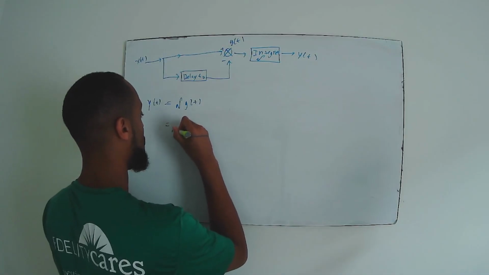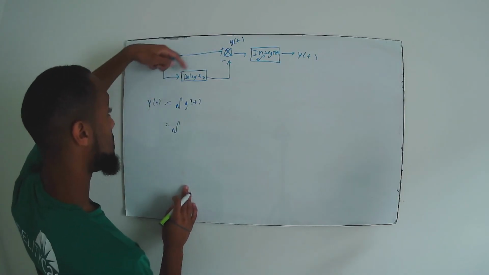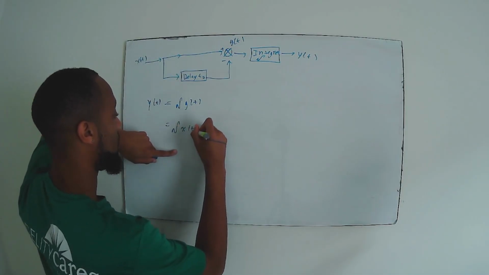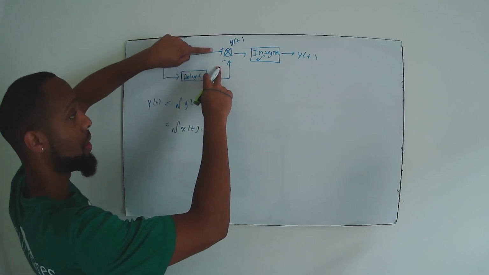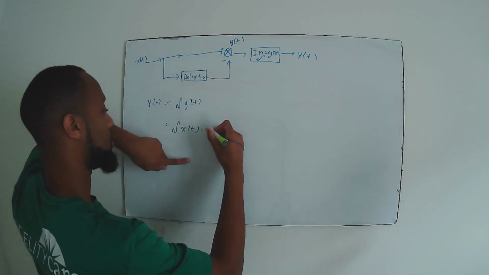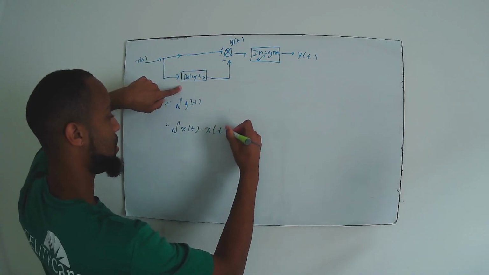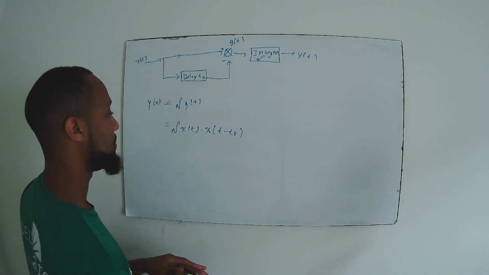So the integral of x of t is going in, and then it's getting subtracted by the delayed version of x of t. So we have x of t going in, subtracted, because you see the summer, there's a plus and minus sign, so this is going to be plus the minus version of this. This is x of t, but it's a delayed version, so it's going to be x of t minus t naught, where t naught is the delay.